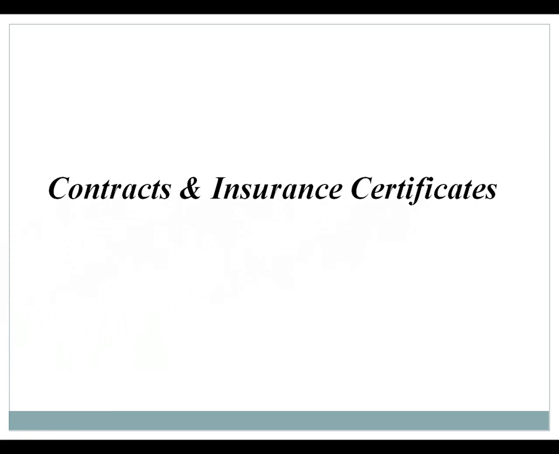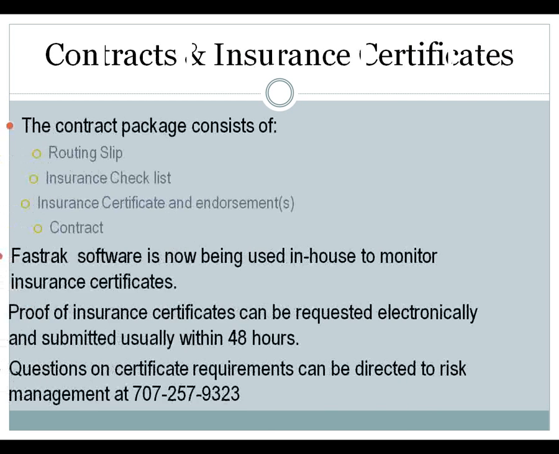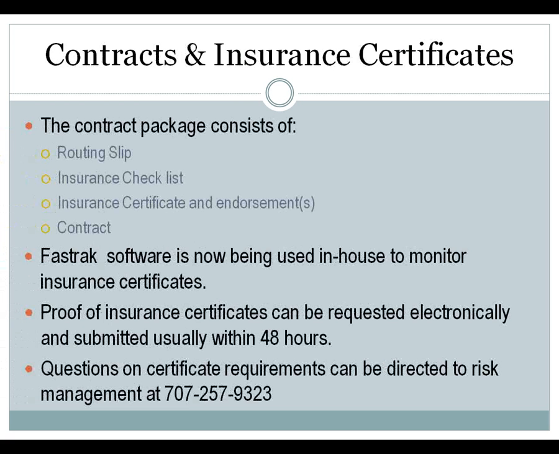Contracts and insurance certificates. One of the things that would assist me greatly in moving contracts along is to have them presented in a specific order. I'll share that order with you as well as the reasons why. For contracts that are submitted to risk management, I've seen a number of different types of routing slips. So there is one routing slip, which I'll share with you in this presentation, that should be used. Also, the insurance checklist, the insurance certificate, and endorsements, as well as the contract, make up a complete contract package.